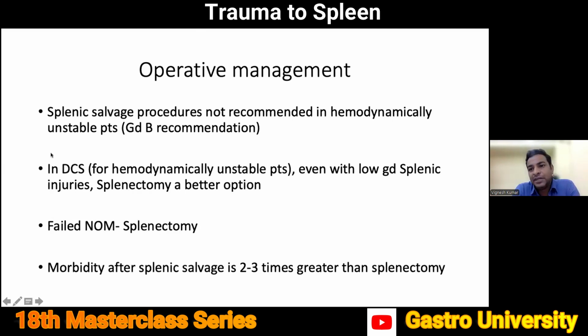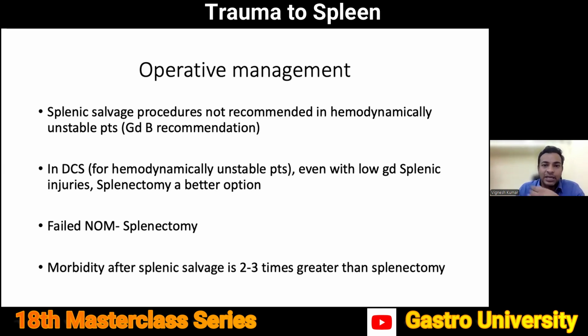So operative management is a trauma laparotomy. I have not gone through the specifics of it. I have maintained it to the spleen itself. Spleen salvage procedures are definitely not indicated in patients who are not hemodynamically stable. Irrespective of the grade of injury, when one is doing a damage control surgery, splenectomy is the option of choice. And for patients who have failed non-operative management, go ahead and do a splenectomy. There is no point in trying to preserve the spleen. Morbidity is definitely higher with splenic salvage.